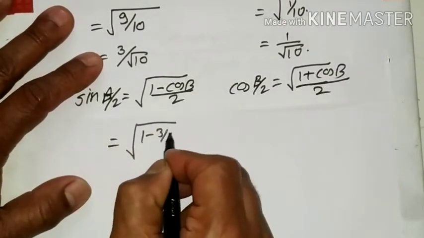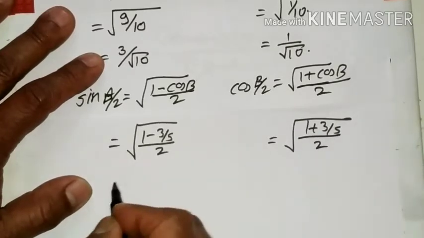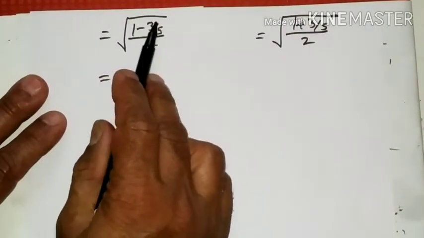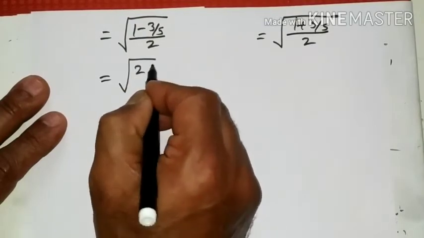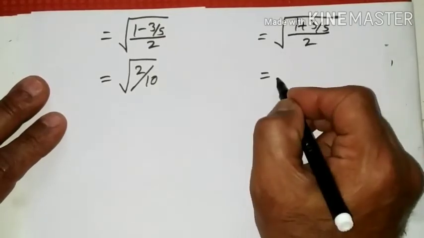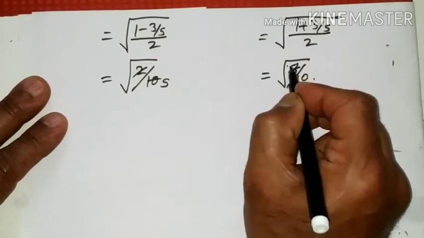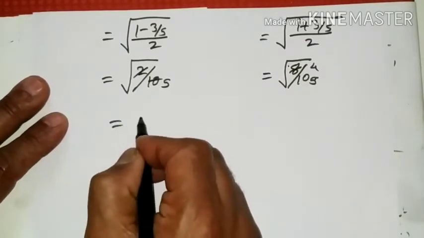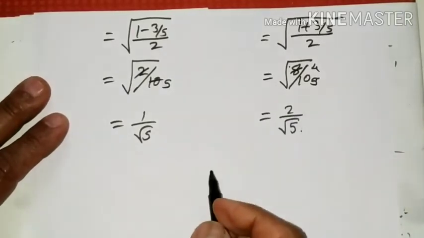Root of (1 minus 3 upon 5) divided by 2 is equal to root of (1 plus 3 upon 5) divided by 2, which is 5 minus 3. LCM for the numerator is 5. 5 minus 3, 2. 2 divided by 10 is equal to 1 upon 5. LCM is 5. 5 plus 3, 8. Root 8 divided by 10, 4 divided by 5, is equal to 1 upon root 5, is equal to 2 divided by root 5.